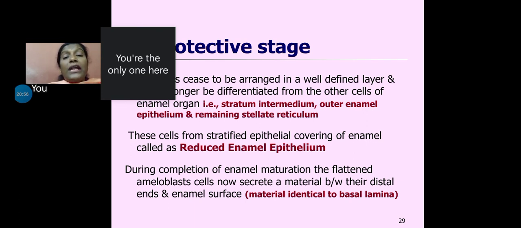It will be protected by what? It will be protected by a structure known as reduced enamel epithelium. The newly formed crown will be protected from what? From the surrounding dental follicular cells.